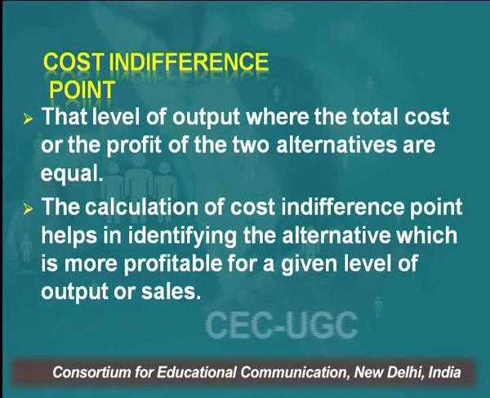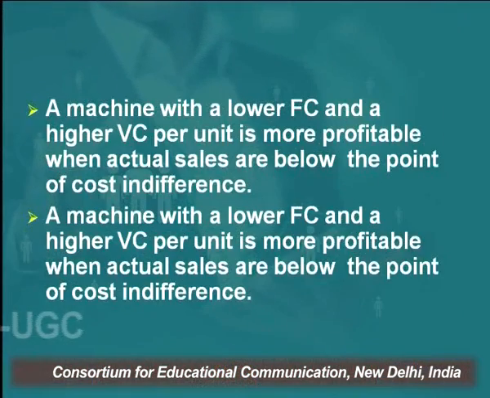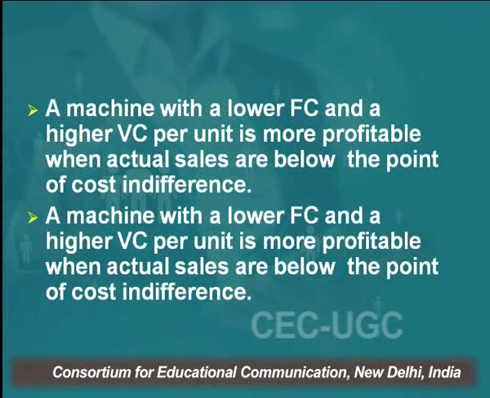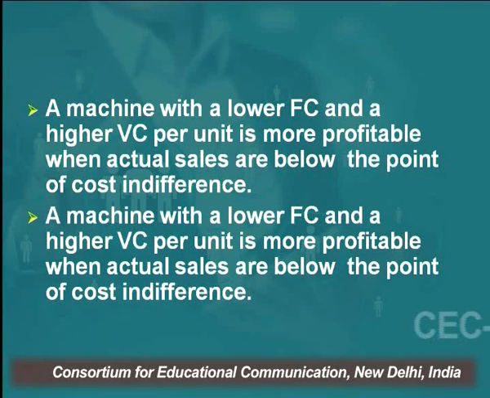The calculation of the cost indifference point helps in identifying the alternative which is more profitable for a given level of output or sales. A machine with a lower fixed cost and a higher variable cost per unit is more profitable when actual sales are below the point of cost indifference. This is important, friends. And a machine with a lower fixed cost and a higher variable cost per unit, as I just said, is more profitable when sales are below the point of indifference.